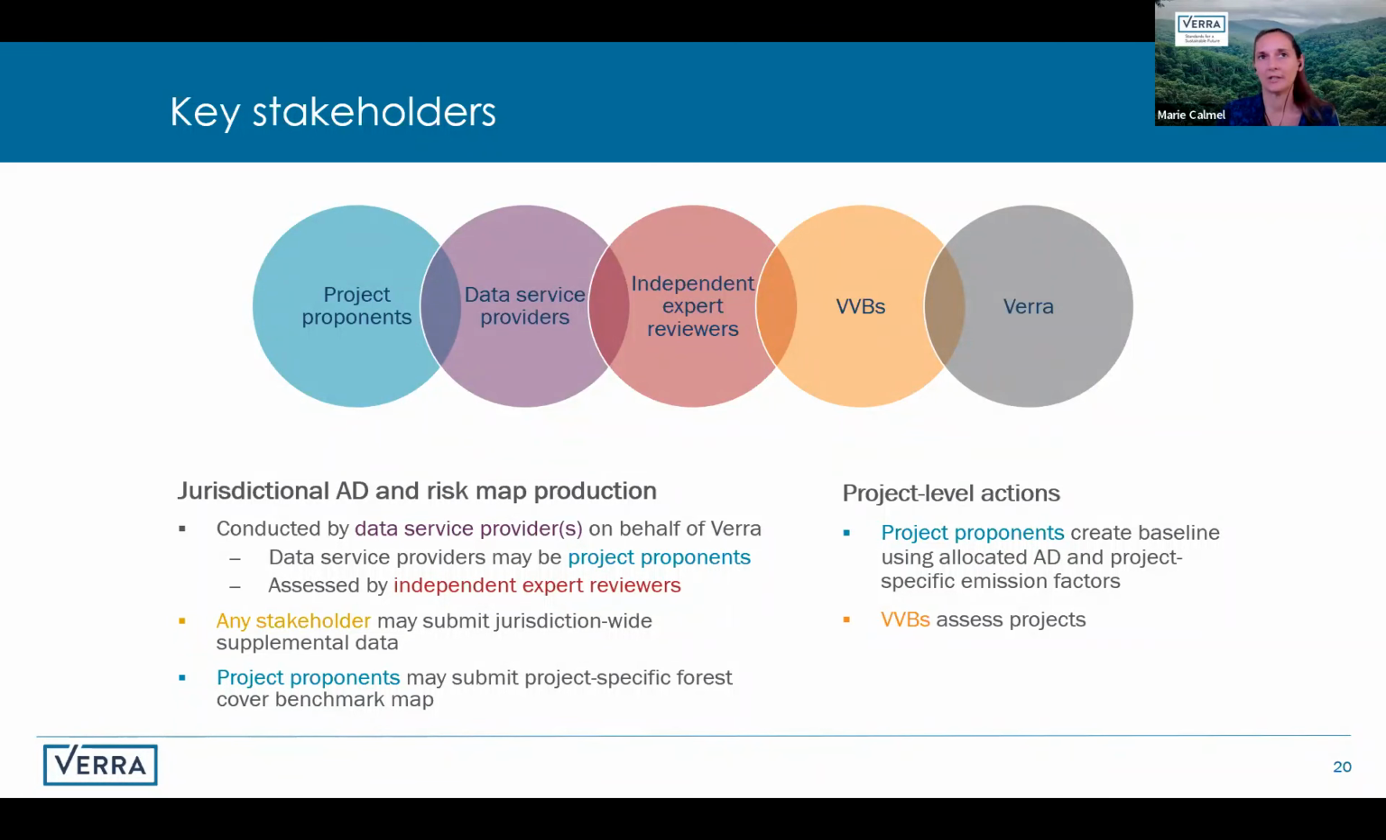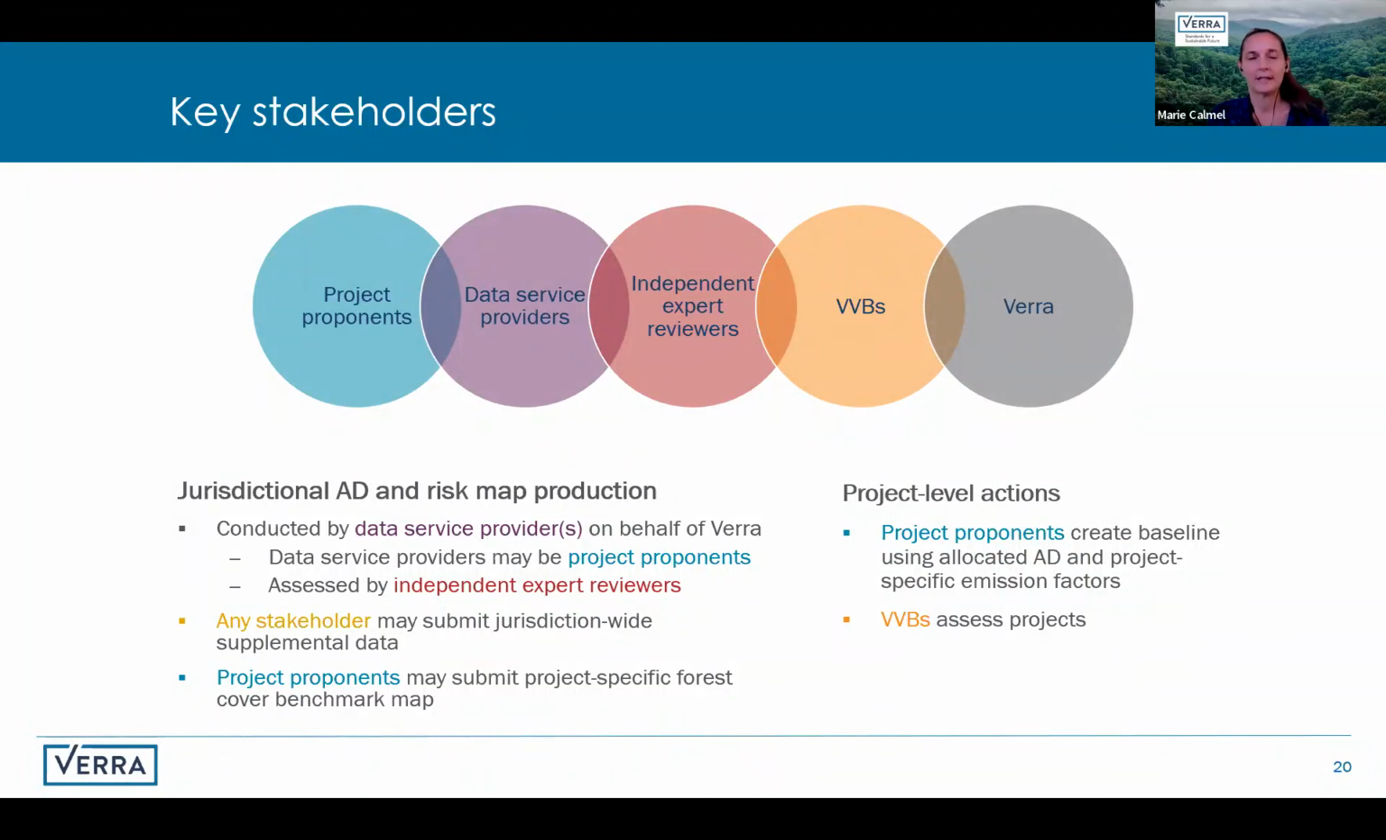And these jurisdictional data, both activity data, forest cover benchmark map, and risk map, will be produced by data service providers contracted by Verra through the request for proposal process that Basanta presented. And so project proponents or other stakeholders will still have a chance to contribute and support the production of jurisdictional data. And they are invited to submit supplemental data, and Julie will speak about those possible contributions later.